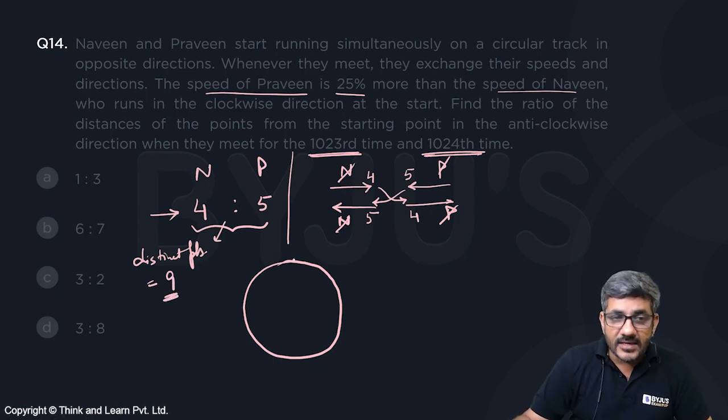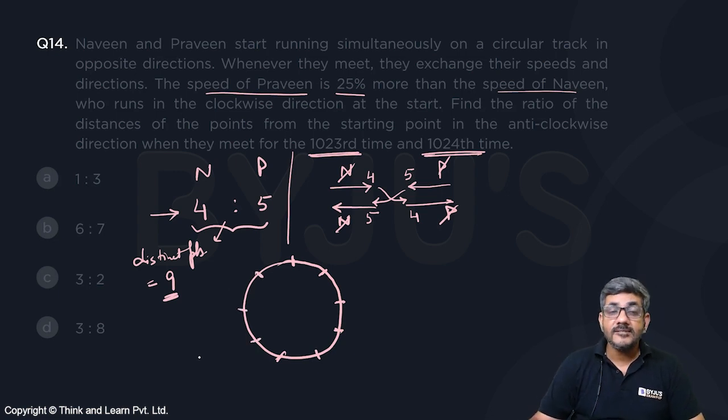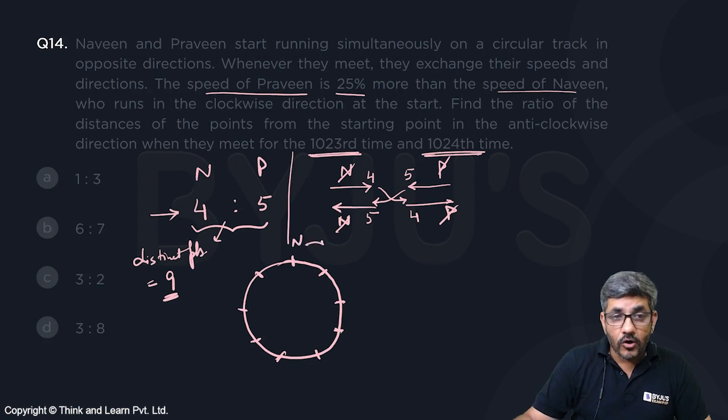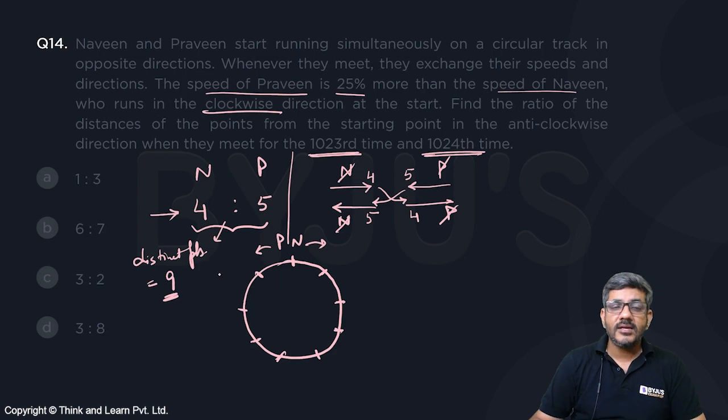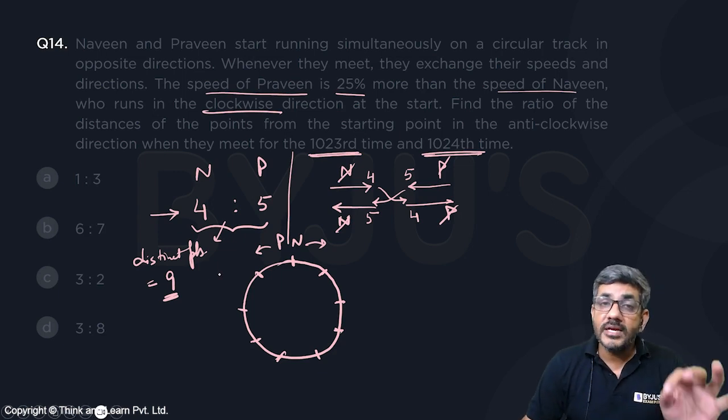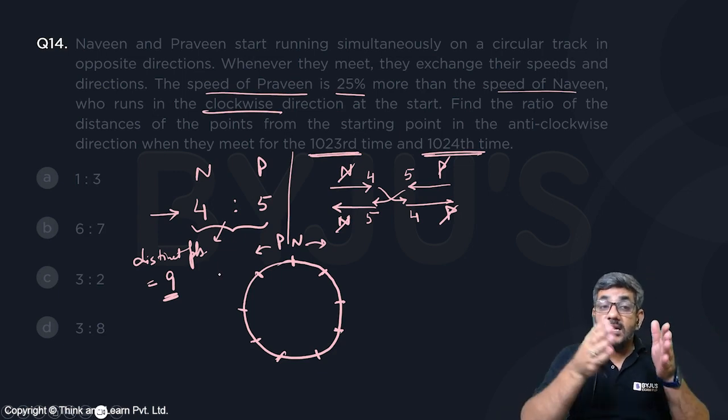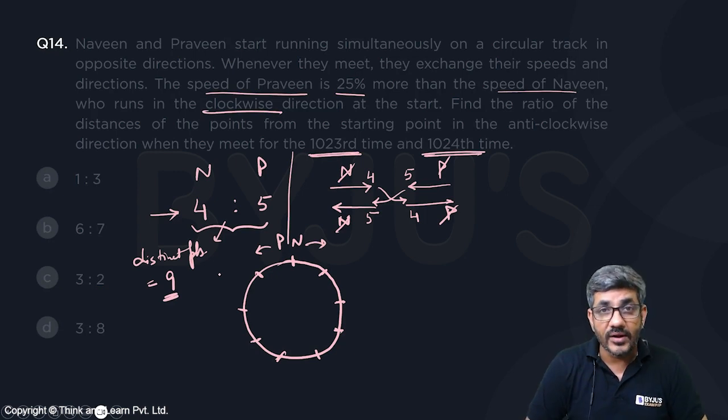So I'll just divide this track into 9 parts. So 1, 2, 3, 4, 5, 6, 7, 8 and 9. So these are the 9 parts. Naveen is running in clockwise direction, it is given here. Praveen is running in anti-clockwise direction. So they are going to meet at 9 distinct points, and that 9th point is going to be the starting point. So what is going to be the 18th point?